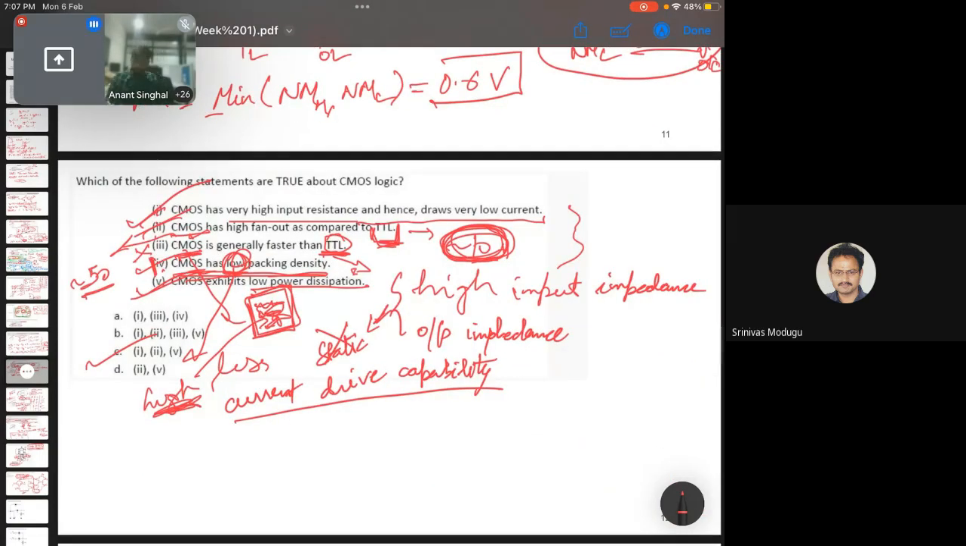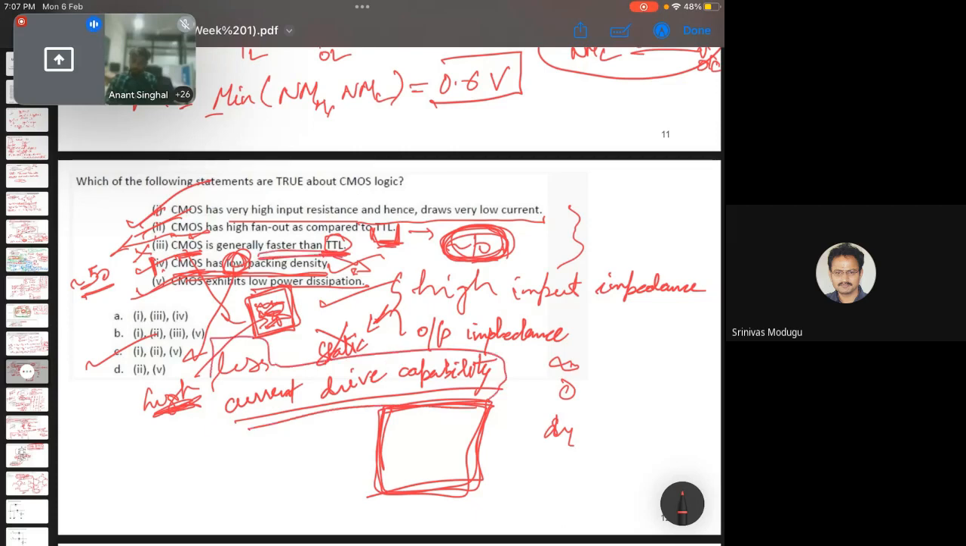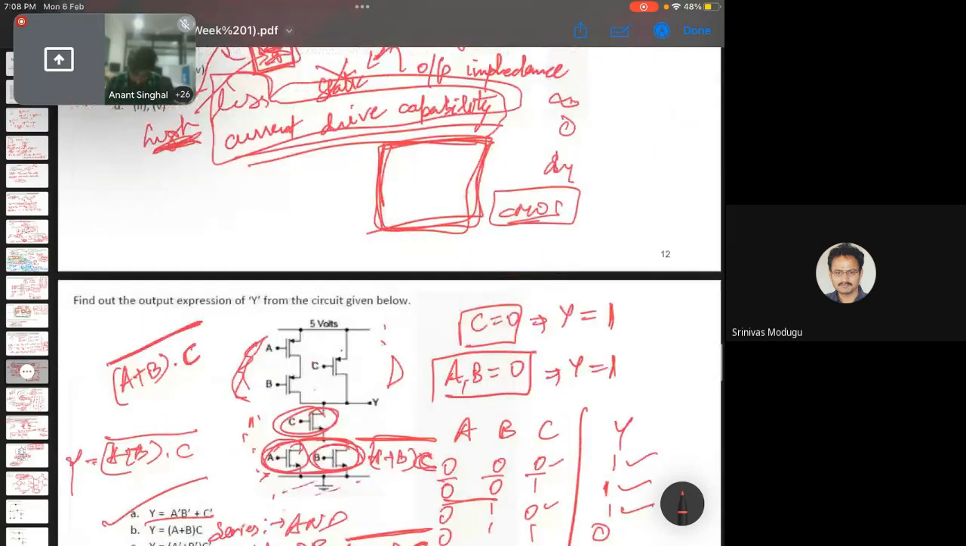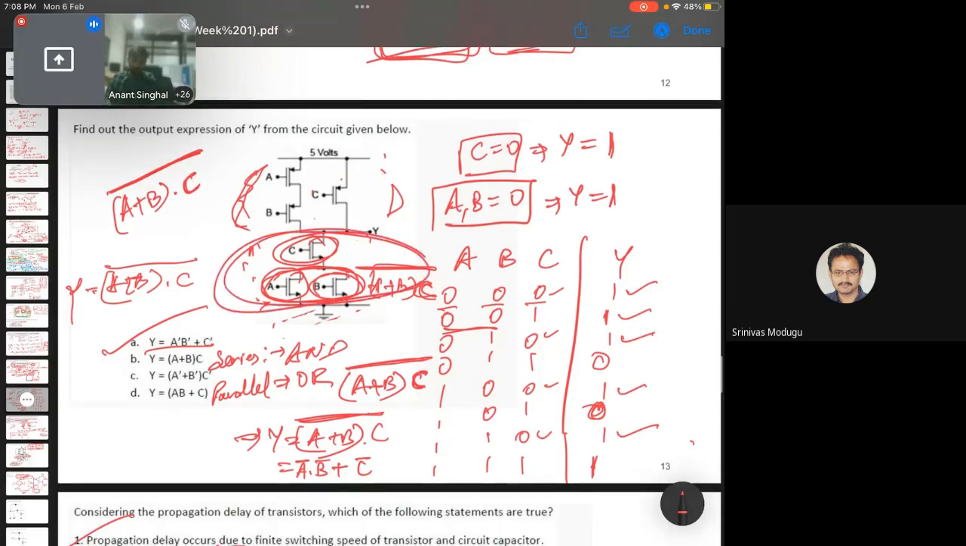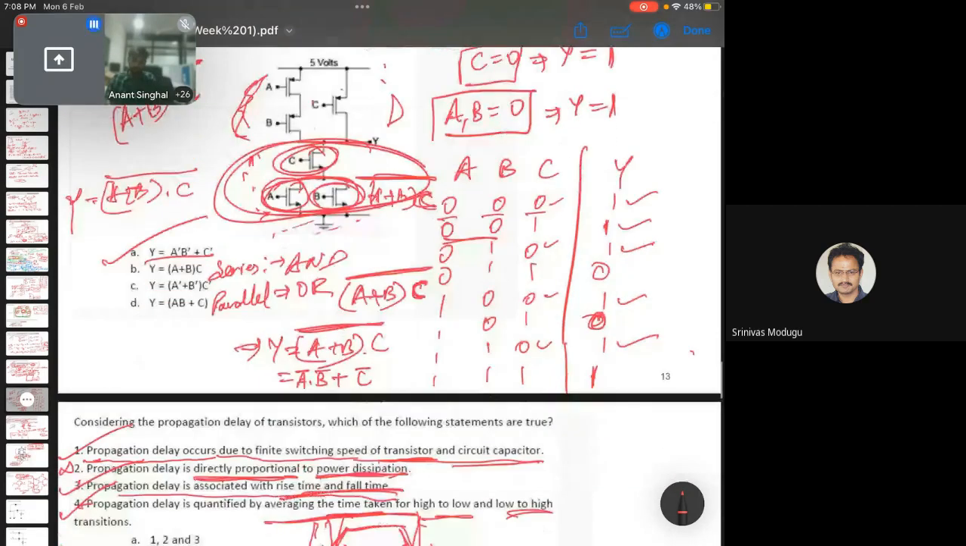Then some facts about CMOS: it has a very high input impedance and low output impedance. It has only dynamic power dissipation, no static power dissipation. It also has a high packing density. We can integrate more CMOS in a lesser area. It is not generally faster than TTL because of its lower current drive capability. But yeah, CMOS is better than TTL. Then we studied this concept of getting the equation out of these circuits.